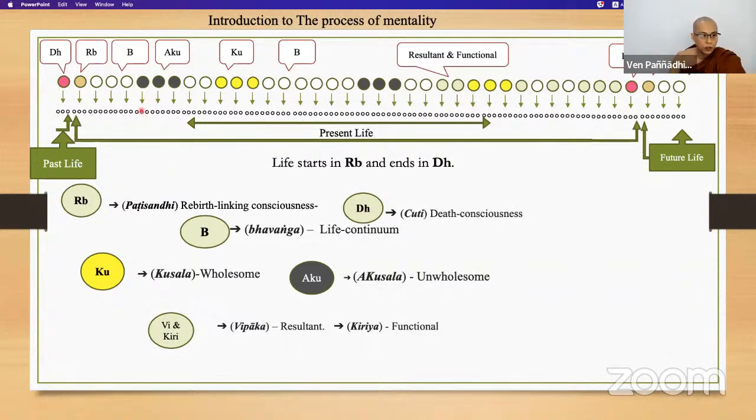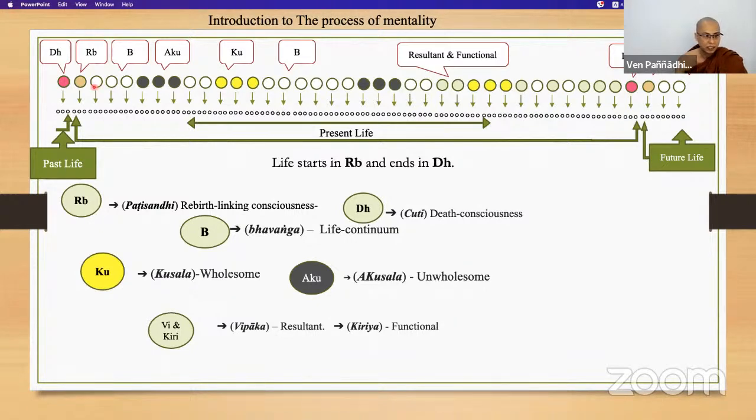Then what follows? Sometimes if we have ayonisomanasikara, which means unwise or improper attention, at that time unwholesome consciousness arises in our process, one time, or maybe several times, or many times continuously. This is called unwholesome consciousness, akusala. So akusala also arises in our mental process. Sometimes if we have proper attitude or wise reflection, which is called yonisomanasikara, then wholesome consciousness arises.